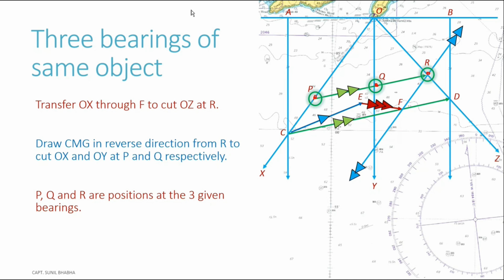Beta, this is only the direction vector. They only give us the direction of the current. So we draw this direction vector. The magnitude comes automatically wherever it touches the course made good line. That is the F point, and we can measure the drift of the current from here.